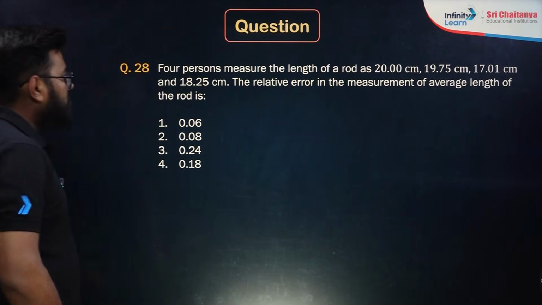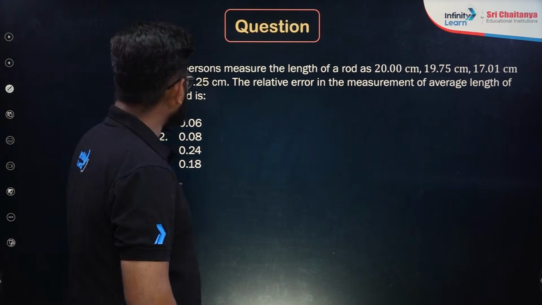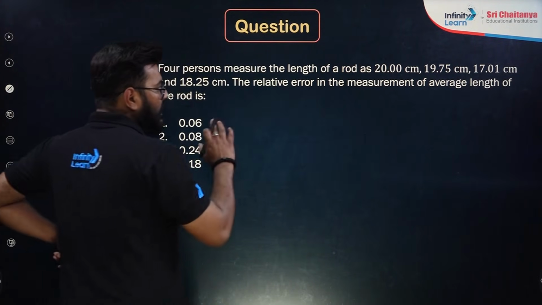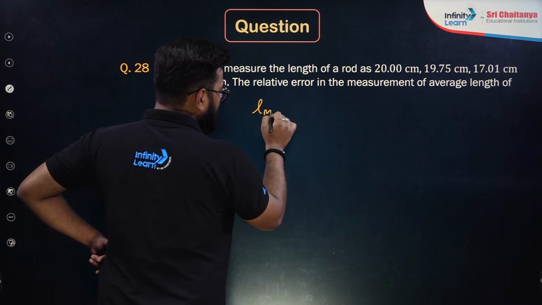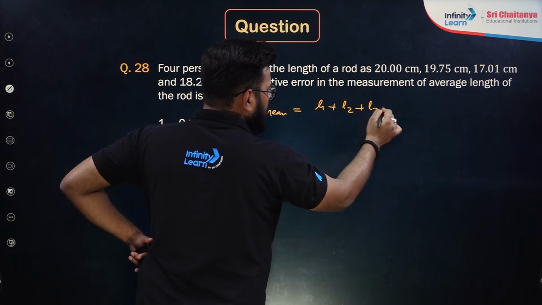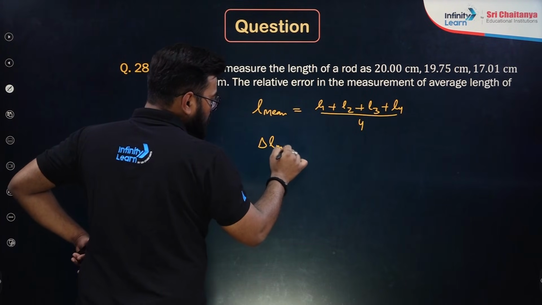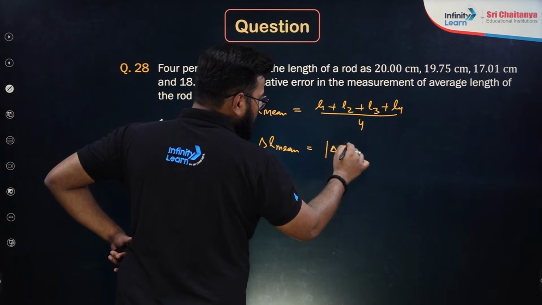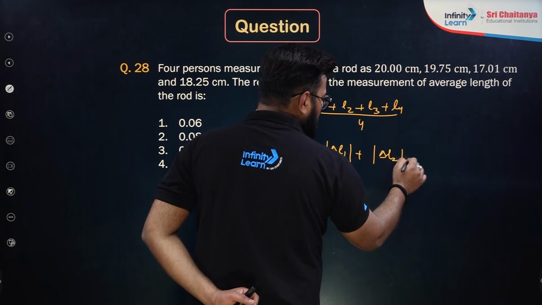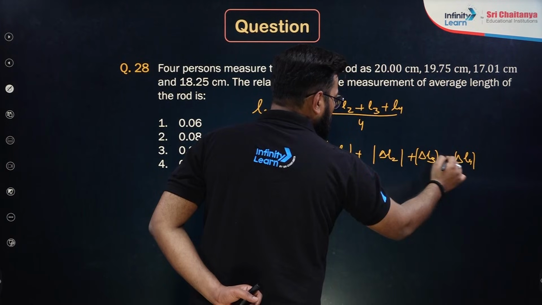Moving ahead, there are 4 persons which measure the length of a rod as 20 centimeter, 19.75, 17.01 and 18.25 centimeter. The relative error in the measurement of average length of the rod. See, how to calculate the relative error? First, you will have to calculate the L mean. And L mean will be equal to, you add all of them, L1 plus L2 plus L3 plus L4 whole divided by 4. Then you will have to calculate the delta L mean, which eventually is going to be the mod of delta L1, that means how much L1 is differing from the mean value, plus mod of delta L2, plus mod of delta L3, plus mod of delta L4, right, whole divided by 4.